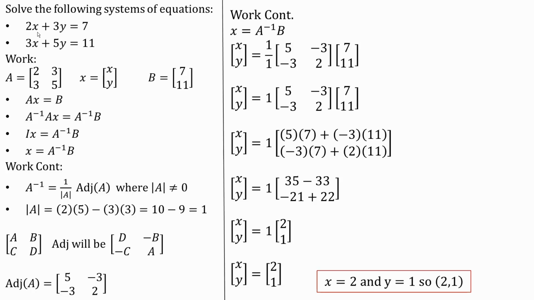And we can always check. So we said X is 2 and Y is 1. So 2 times 2 is 4, 3 times 1 is 3, 4 plus 3 is 7. Let's do it for the second one. So 3 times 2 is 6, 5 times 1 is 5, so 6 plus 5 is 11, and so it's a match. And that's pretty much it for this video.